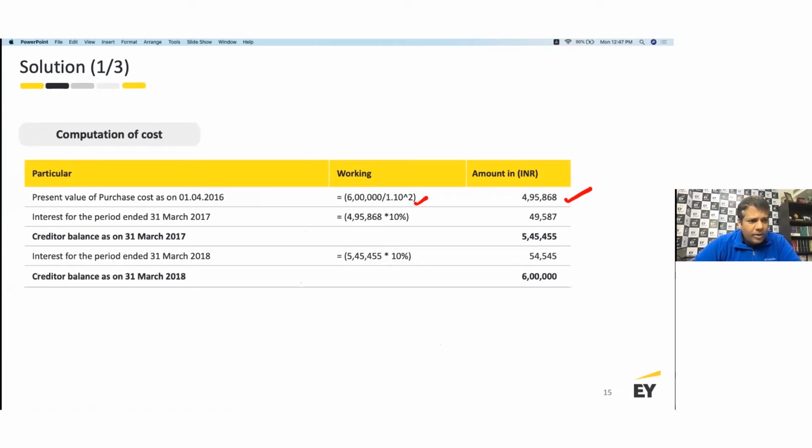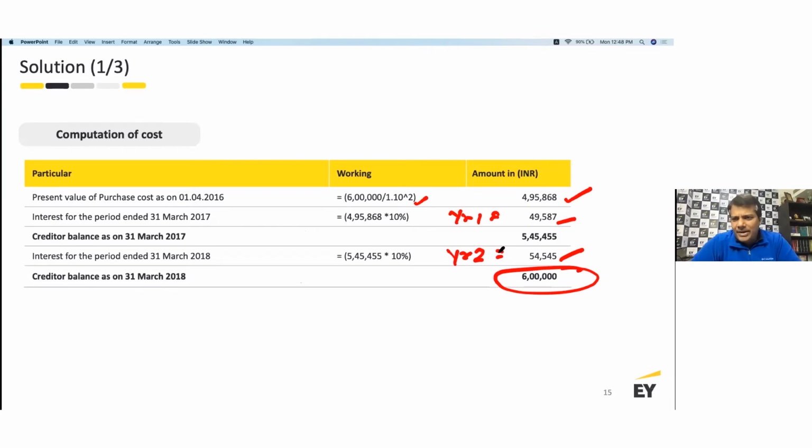Now, I'm going to compute interest cost. This is a 2-year credit, right? So I'm going to compute interest cost for 16-17 using again the effective interest rate method on 495 at the rate of 10%. 49,000 is my interest cost for the year 16-17, and for 17-18, what is my interest cost? 54,545. So I get to 6 lakh rupees, which I need to pay at the end of the second year. So my interest cost in year 1 is 49,000. My interest cost in year 2 is 54,545. This is not a straight line method of accounting.